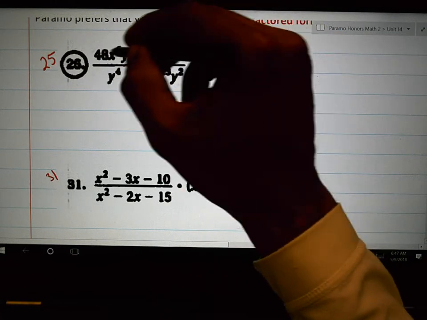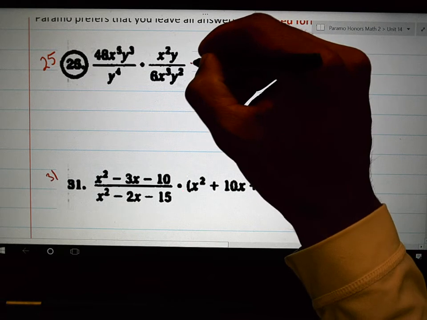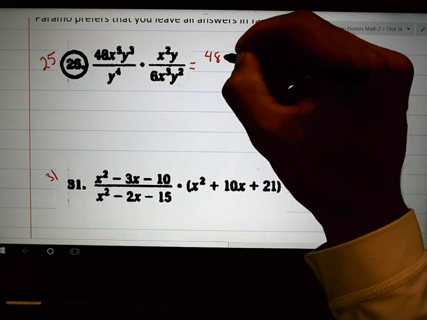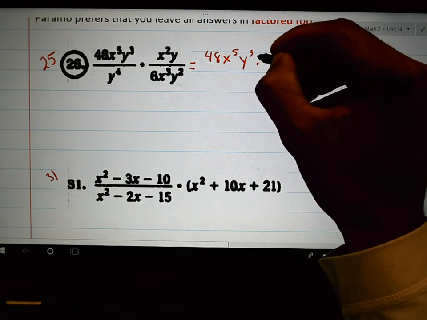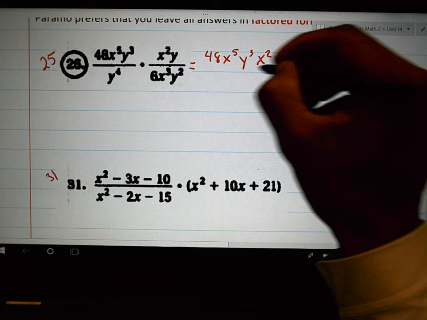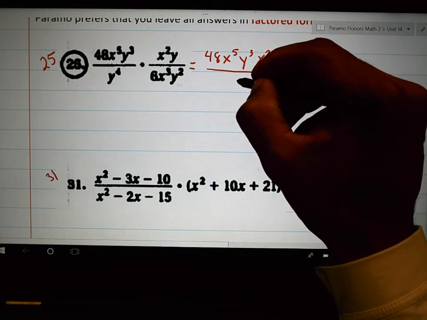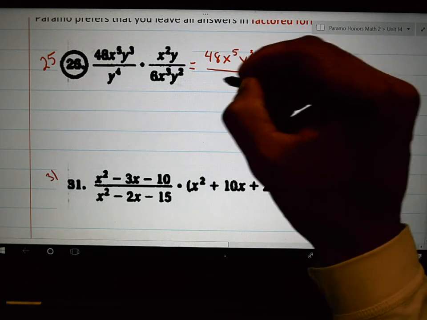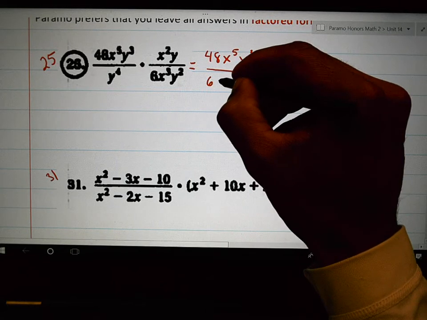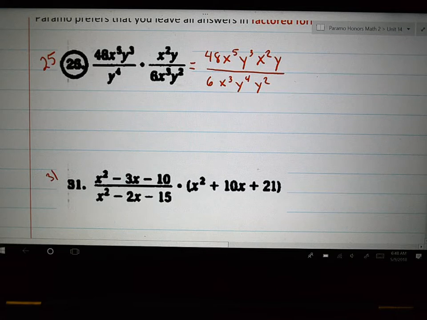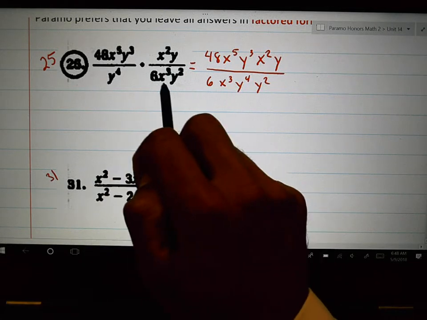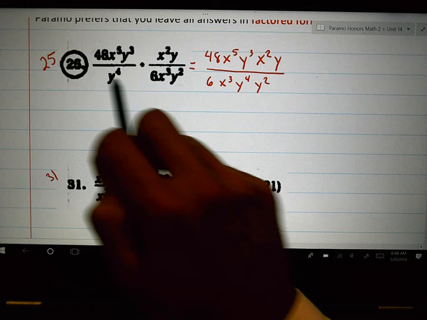So here's what I'm going to do. I'm going to put all this. This is multiplying, and so I'm going to put equals 48. I'm assuming this is x to the fifth, y to the third, times x squared y over y to the fourth. We have a 6 x to the third and a y squared. And I just kind of did multiplication in any order I wanted to.